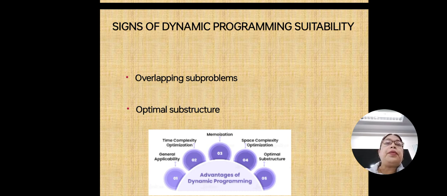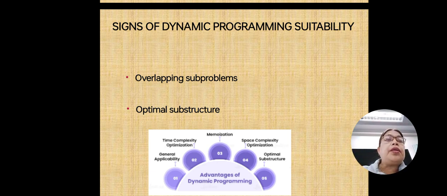Next is the optimal substructure. Optimal substructure is the property of a problem that says you can find the best answer to the problem by taking the best solutions to each sub-problem and putting them together.